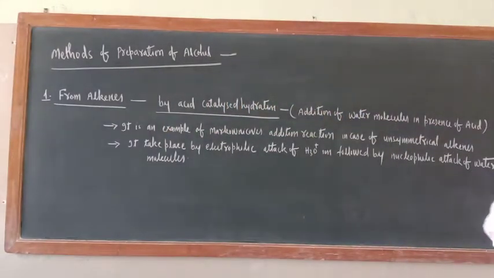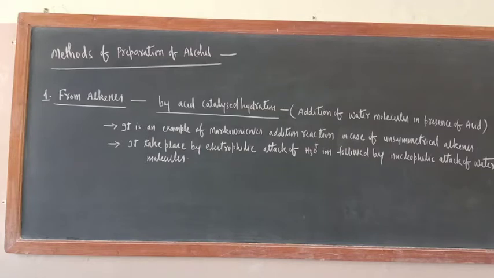There are so many methods of preparation of alcohol and one by one these should be discussed. The first method is from alkene. This is known as acid catalyzed hydration, which means the alkene should be hydrated, with addition of water molecules in the presence of acid. Why should there be a presence of acid? All those things we will understand when I teach you the mechanism.